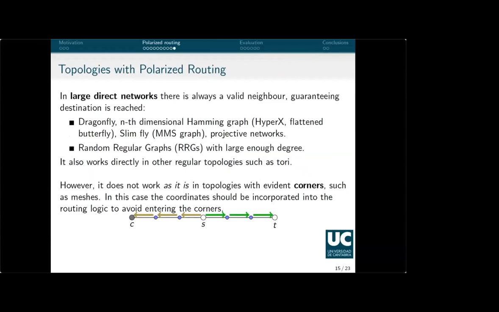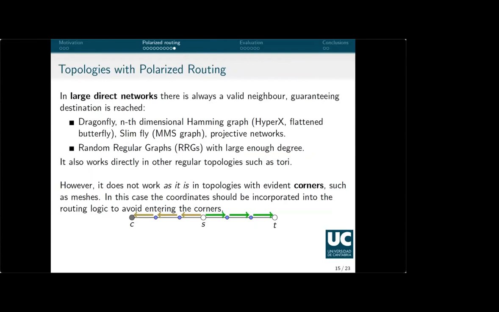The focus of this routing algorithm is on large networks. In these networks, it is guaranteed that any router has a neighbor satisfying the criteria, that is, a neighbor increasing mu while not decreasing it, with additional constraints. This is the case of many proposals such as the Dragonfly, the HyperX, Slimfly or projective networks. It is also the case of random topologies or large radix ones, with these large radix being the case of relevant networks for both supercomputers and data centers.